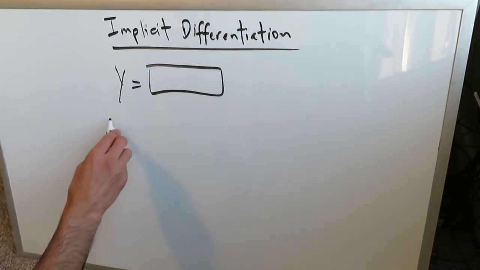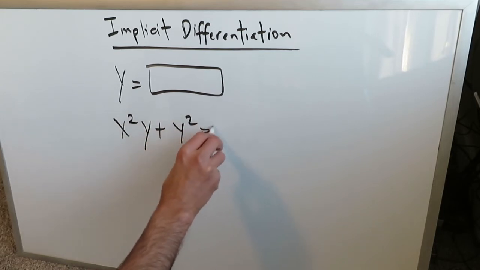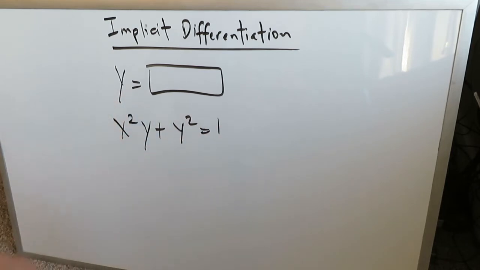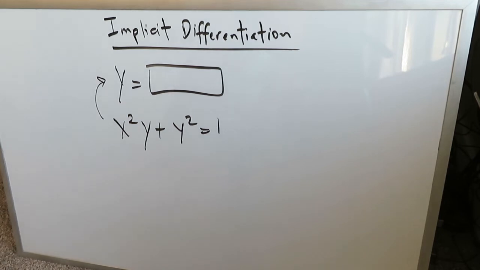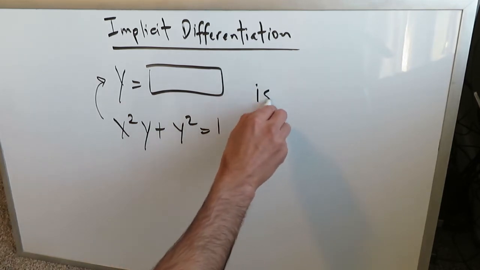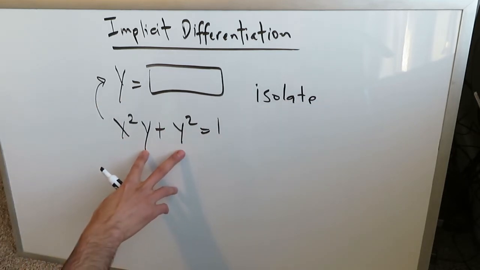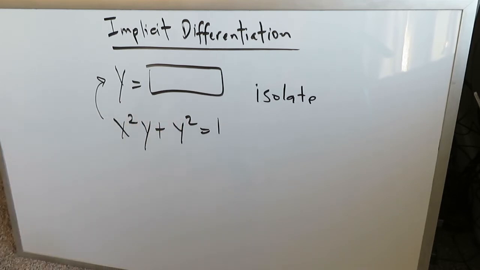For example, if I gave an equation x squared y plus y squared equals 1, and I wanted to write this explicitly where y was equal to something, it would be very difficult. Think about it. The first logical, obvious step would be to try to isolate y so that you could make it into this form. But look at it, if you try to isolate y, you have a power of 1 here, and here you have a power of 2. It's nearly impossible to isolate it unless you have some sort of algebra software program which can do the isolation and come up with some sort of equation.